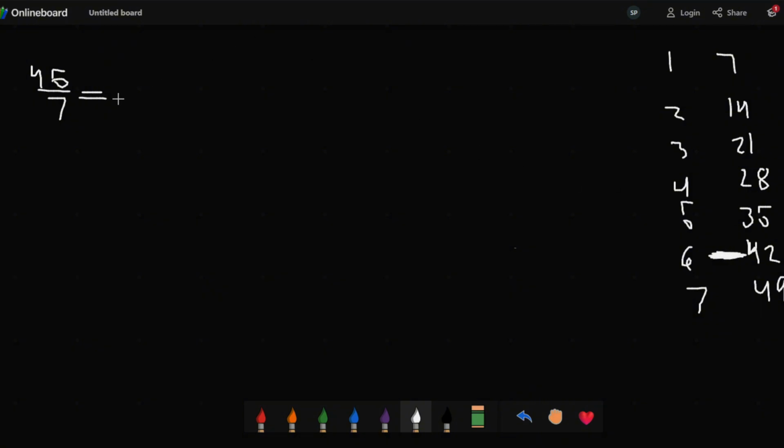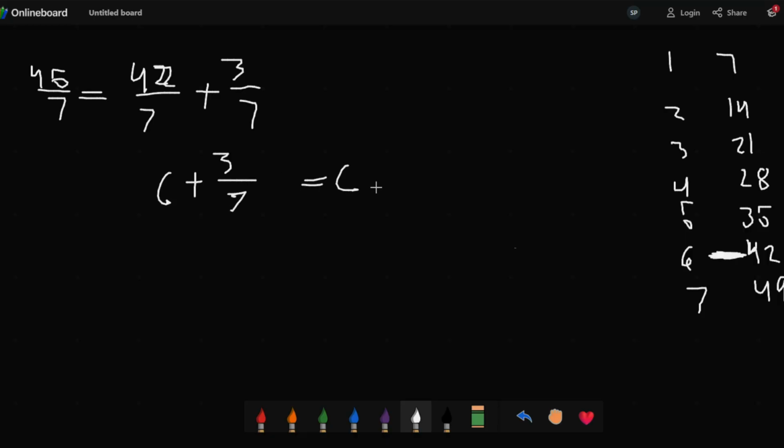So we're going to break this down again. So you get 42. Remember, the bottom number always stays the same. And then 42 plus what equals 45, which is 3, so 3 over 7. So you have this, and then you want to get 42. This is 42, by the way. And you divide it by 7, which is 6. And then you plus that with 3 sevenths, which then equals 6 and 3 sevenths.